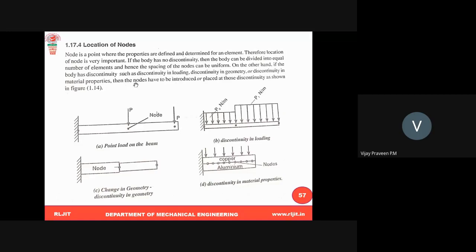The third factor is the location of the nodes. How are you going to locate the nodes? Your discretization process matters for the results. A node is a point where the properties are defined and determined for an element. Therefore, the location of the node is very important. If the body has no discontinuity, then the body can be divided into an equal number of elements, and hence the spacing of the nodes can be uniform. On the other hand, if the body has a discontinuity, such as a discontinuity in the loading, in the geometry, or in the material property, then the nodes have to be placed at those discontinuities, as shown in the figure.